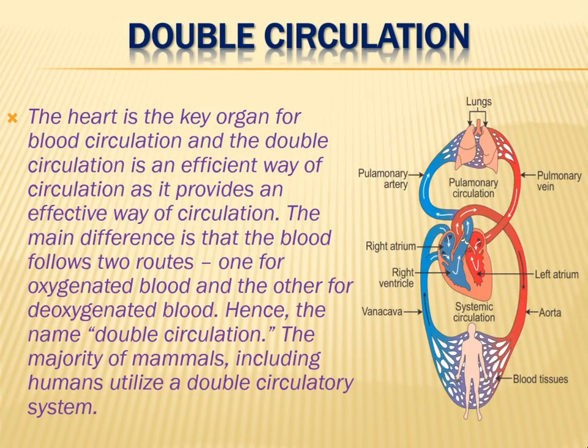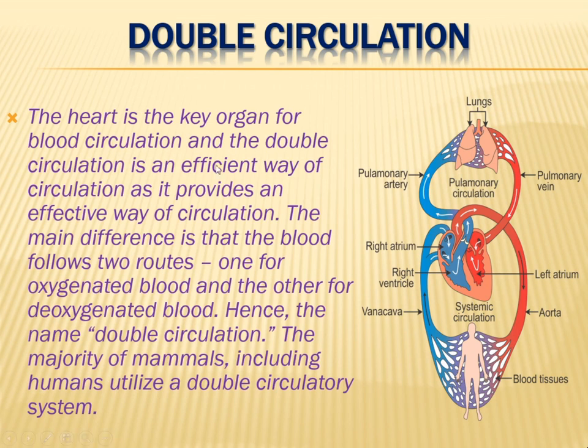So this is what double circulation is. Now double circulation is the circulation which is occurring in human beings, in us. Now the heart is a key organ for the blood circulation, and the double circulation is an efficient way of circulation, and the main difference is that the blood follows two routes, one for oxygenated blood and the other for deoxygenated blood, and hence this total process is known as double circulation.